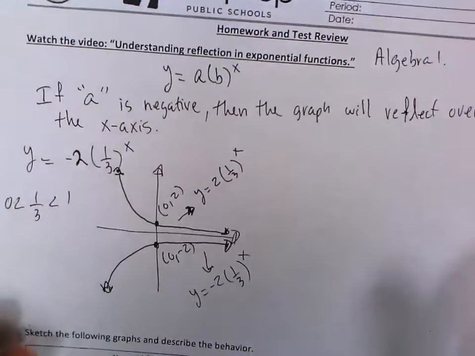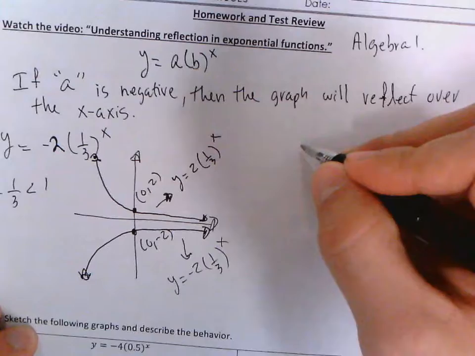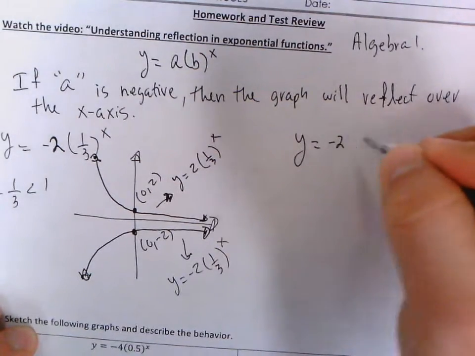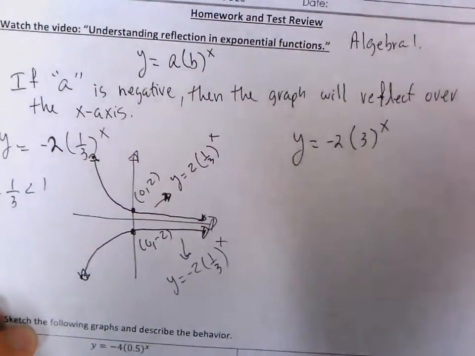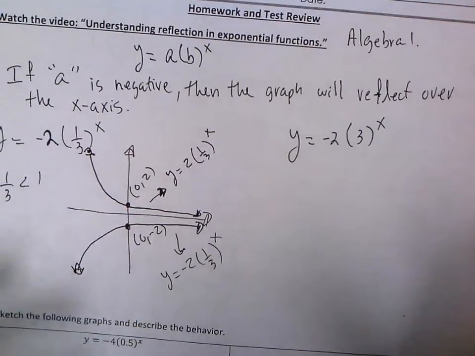Let me give you another example very quickly. I'm going to do this one a little bit faster. If I do y is equal to negative 2 times 3 to the power of x, and you think you can do this one by yourself, I'm going to ask that you pause the video right now and then check. Okay, hopefully you paused the video.